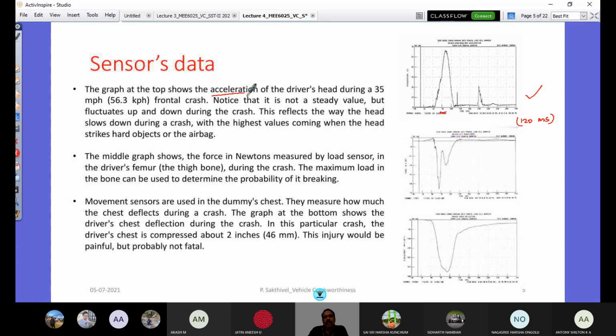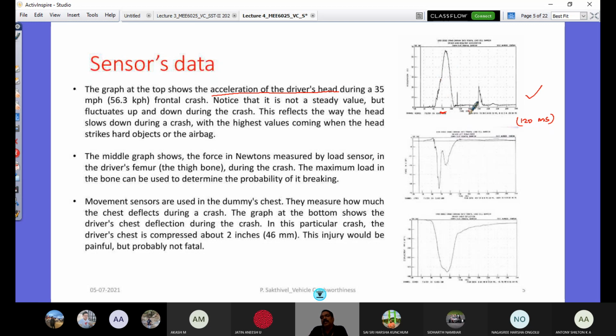the acceleration of a driver's head, right? So this reflects the way the head slows down during a crash, with the highest values coming when the head strikes hard objects or the airbag. If you see these first few seconds, that is the beginning of the crash, just hitting the barrier, and then it suddenly shoots up. This acceleration, measured by the head sensor of the dummy, shows there is a hit with the airbag or the steering column and so on, if the airbag is not deployed.